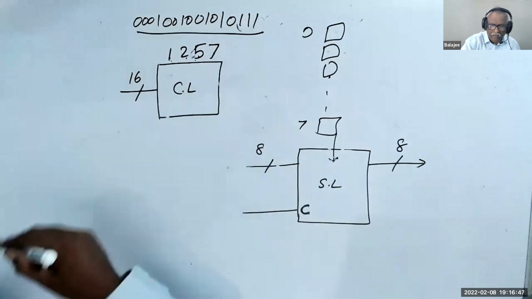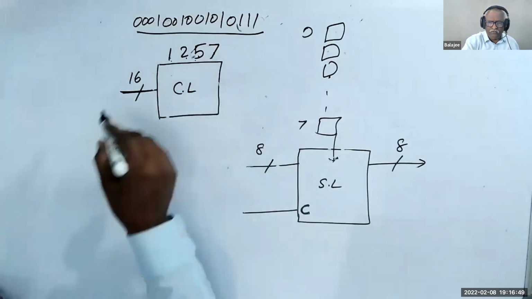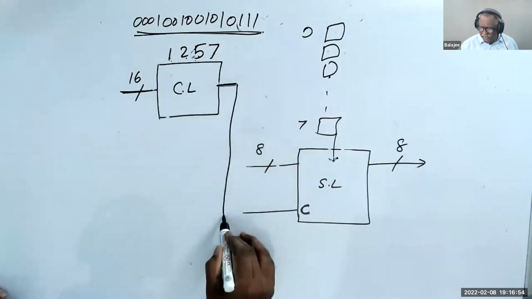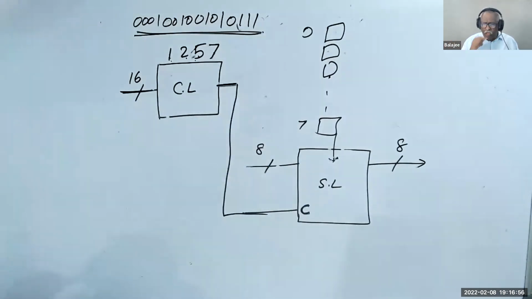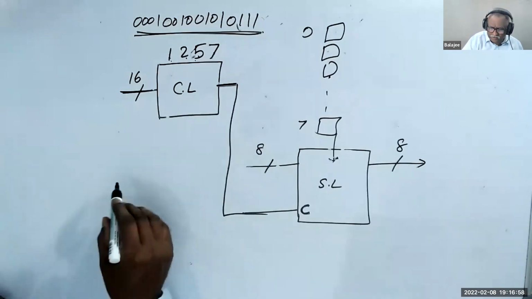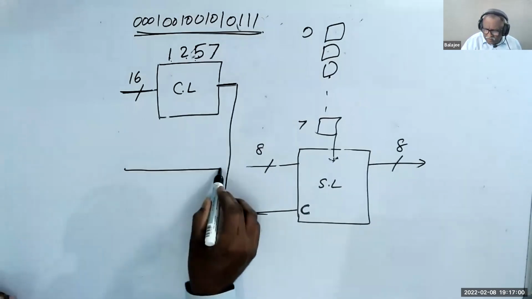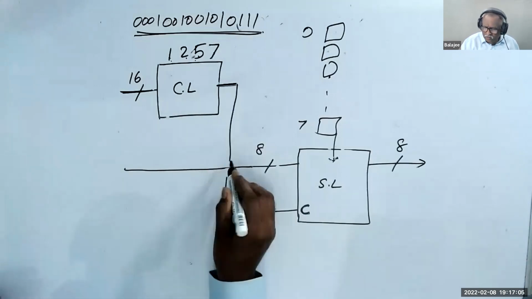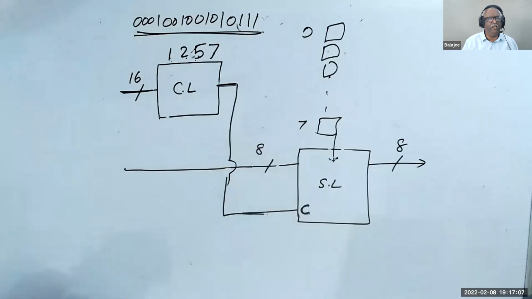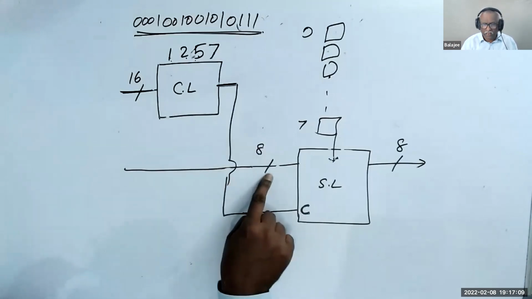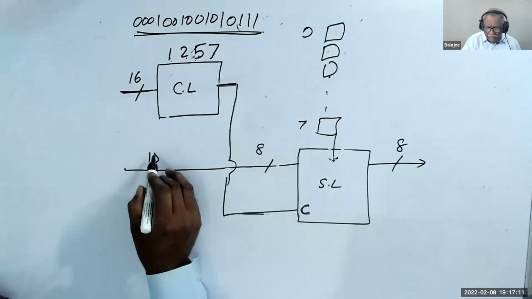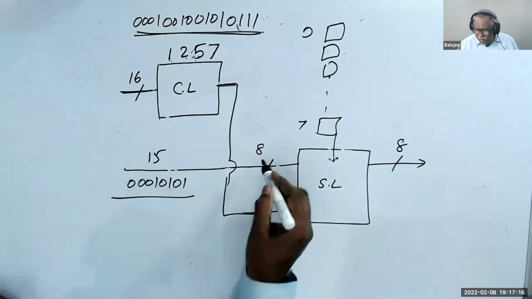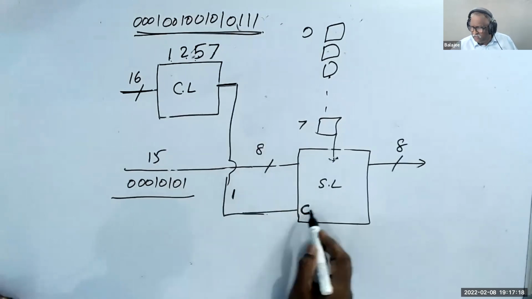That means if the 16 wires, if this input comes, this becomes 1. What I do here is I connect it here. Now, the beauty is this 8 is coming here. Understand? This 8, if I give 15, that is 0001 0101, and I make this a 1, then this will become 15.